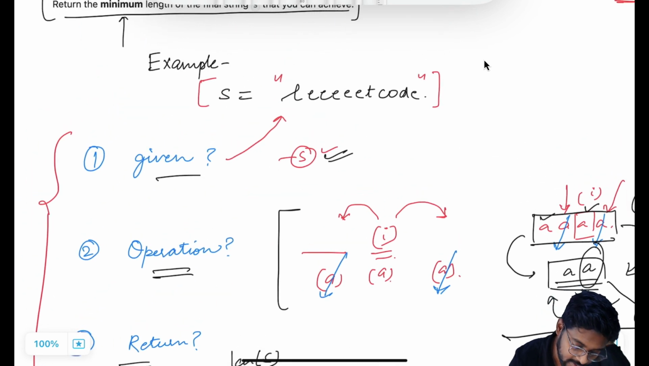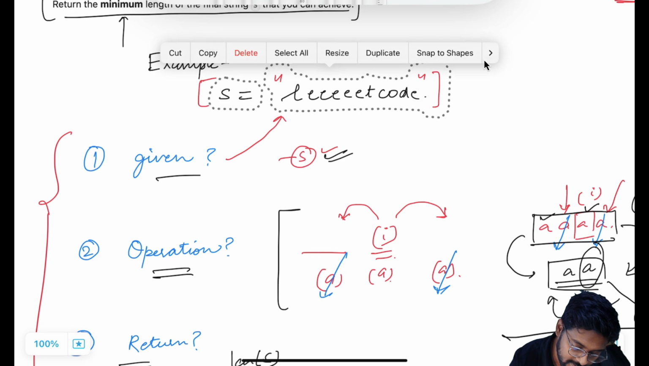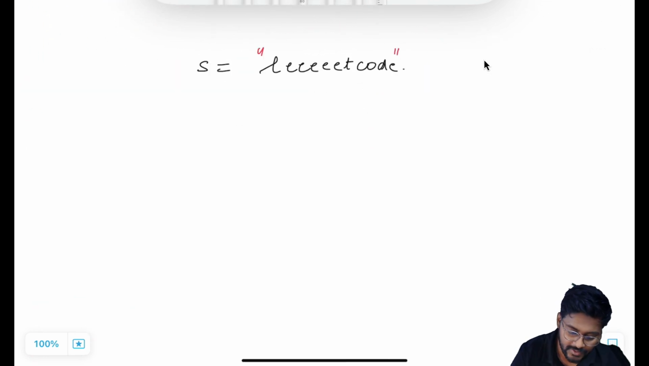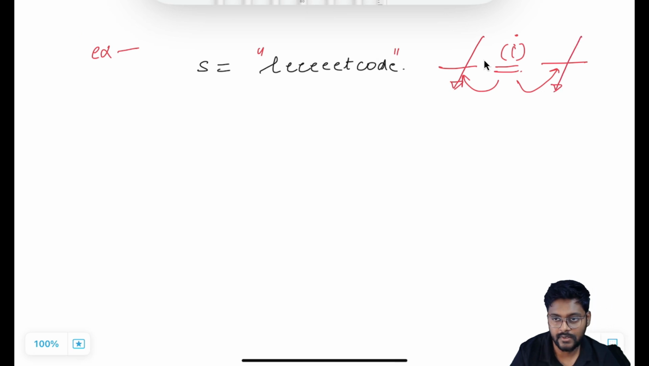Let's build our approach on this example. Here in this example, the string given to us is this, and we have to perform our operations: picking any ith character, and if I have the same character on the left and the same character on the right, I can delete those two characters.